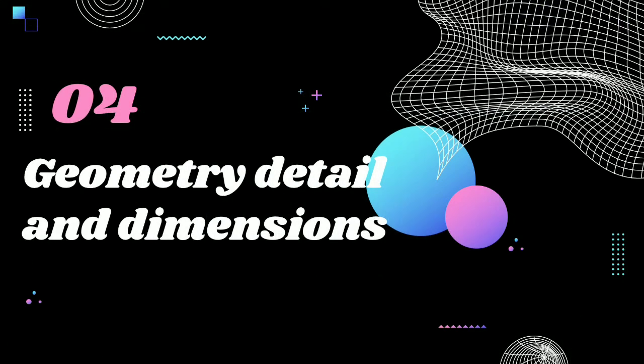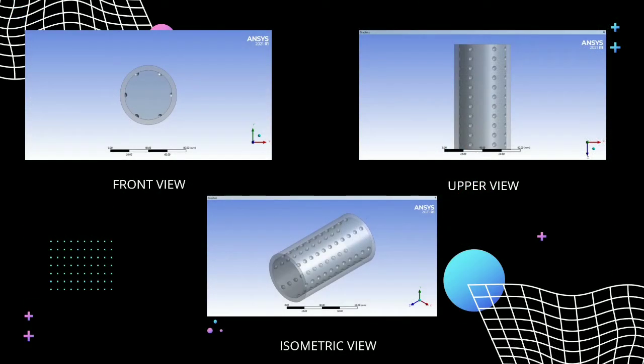Part 4, which is the geometry detail and dimensions. So this is the dimple pipe, the front view, the upper view, and the isometric view.